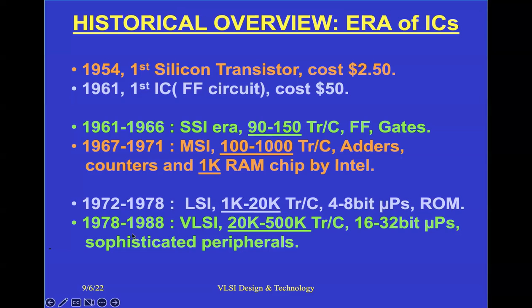So moving on, 78 to 88 in the 10-year span, you can see 20,000 was the max, but here they've moved on to 500,000. Which means things started moving rapidly. Okay. And they were able to integrate more number of transistors, thereby increasing the functionality, right?